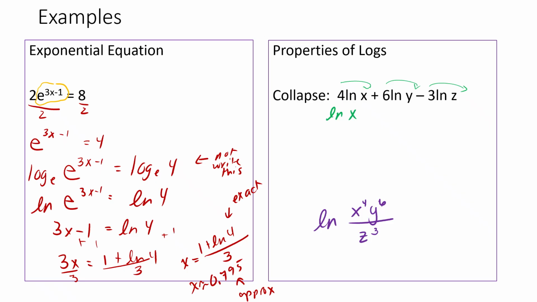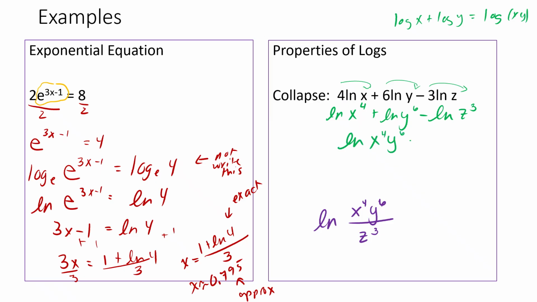So natural log of x to the 4th plus natural log of y to the 6th minus natural log of z to the 3rd. When you add logarithms, this is this property of logs, if you are adding logarithms, that's the same as taking the log of the product. So this would be the natural log of x to the 4th, y to the 6th, minus natural log of z to the 3rd. And if you are subtracting logs, that is the log of the quotient. And so we would do the first argument, x to the fourth, y to the sixth, divided by the second argument, which is z to the third.